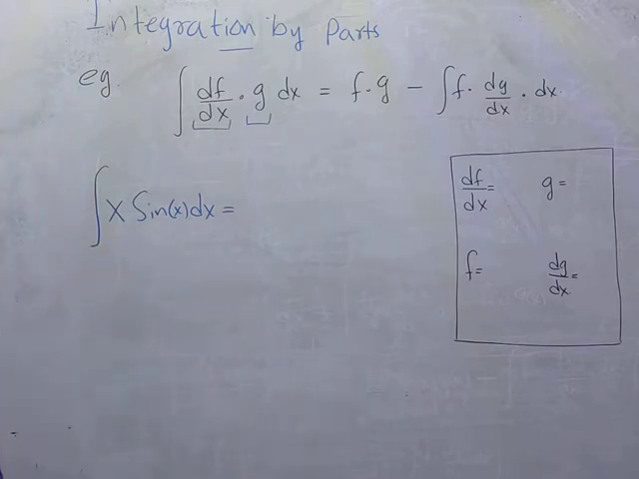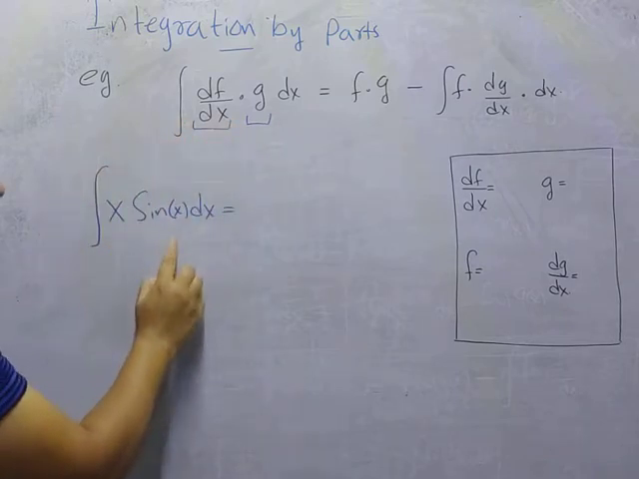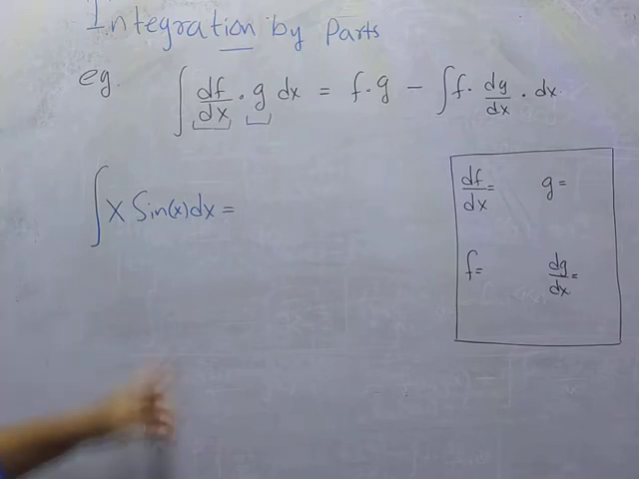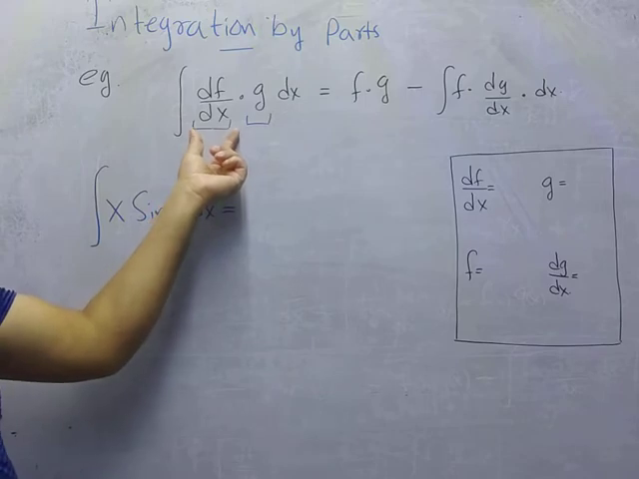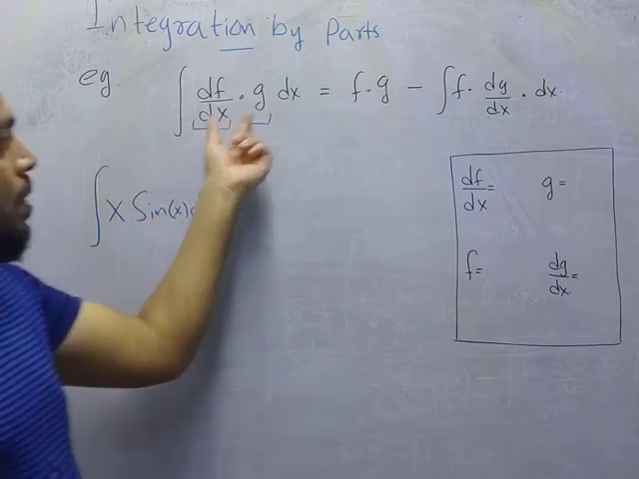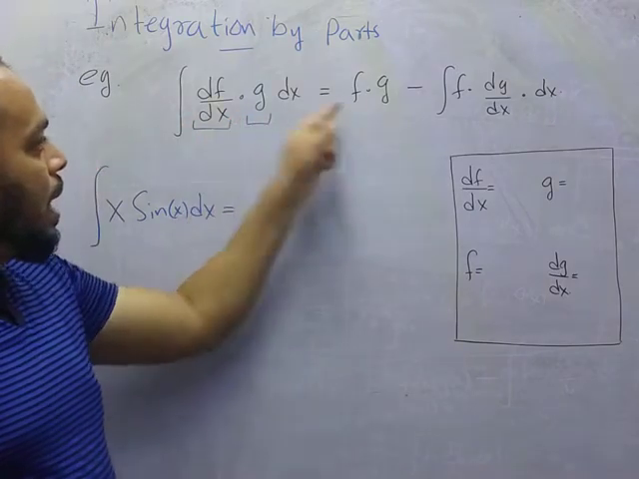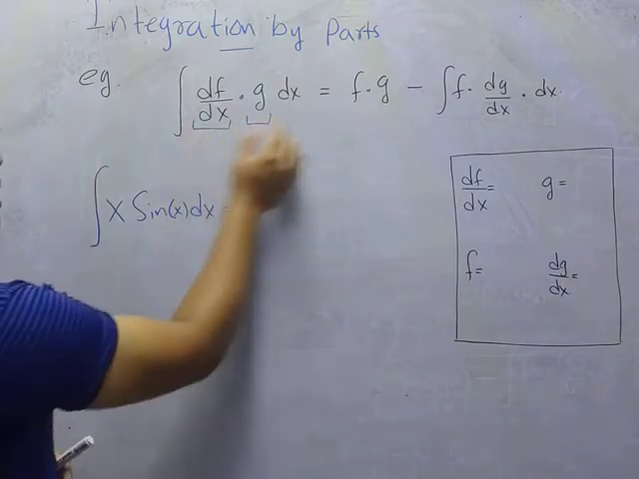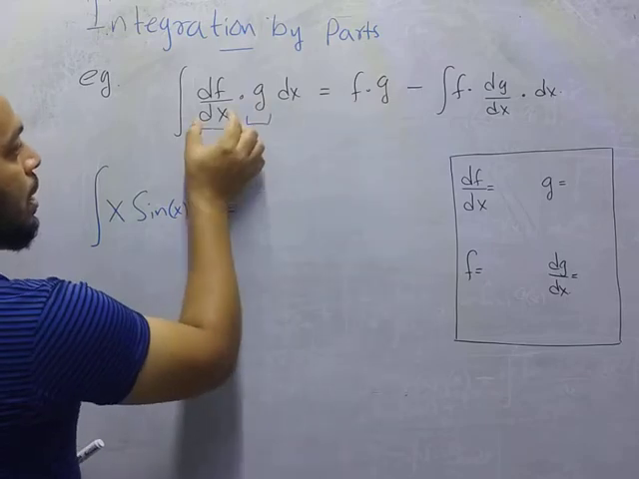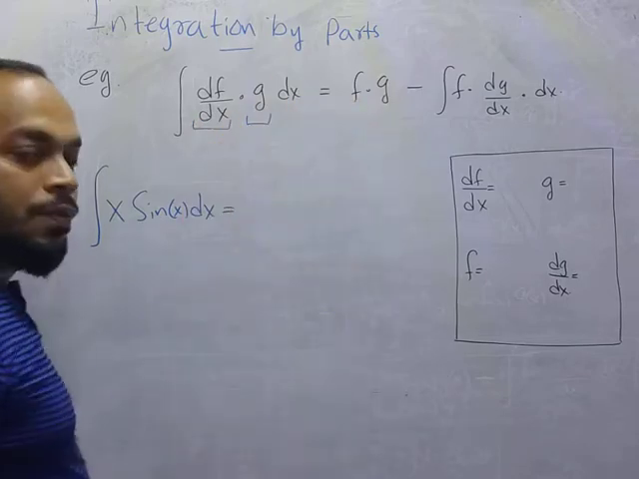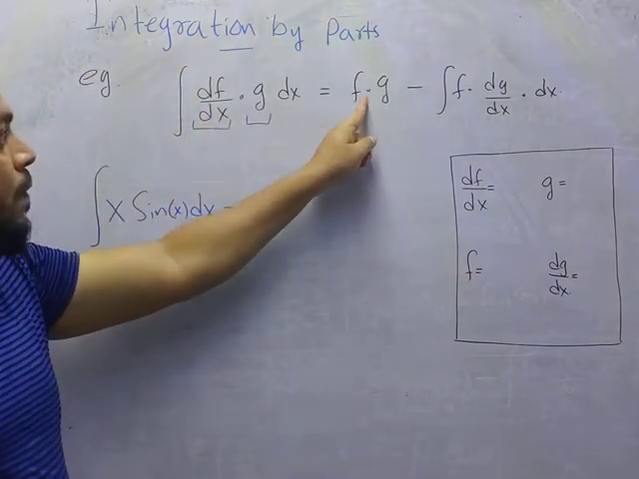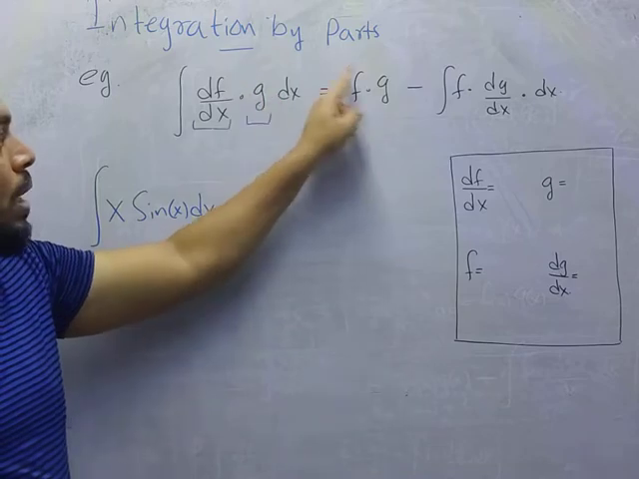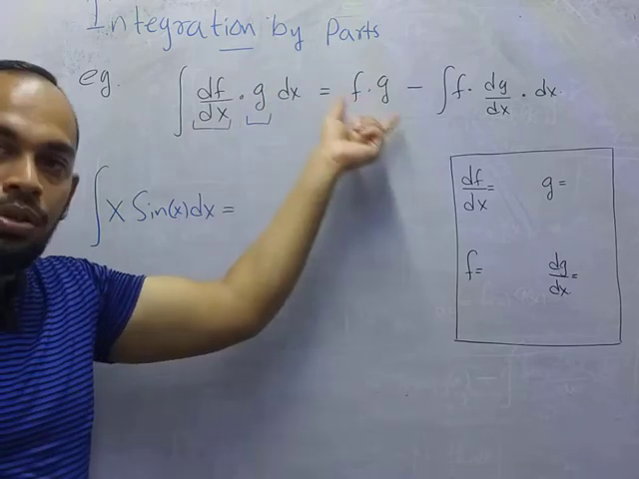Now what to choose? What do I choose for df by dx, right? x or sine of x? Now look at this. If I choose x here, on the right hand side, I have to integrate this. On the right hand side you have f. df by dx goes to f, f being the original function. If I want to get f here, then I have to integrate this function.